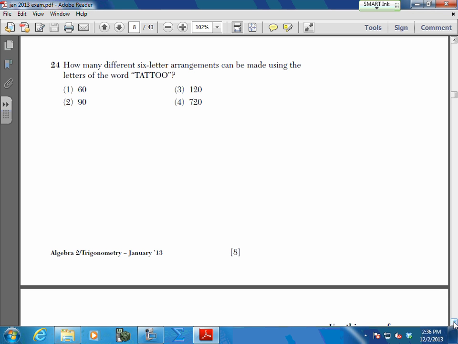Here's a probability one where something repeats. How many different 6-letter arrangements can be made using the letters from tattoo? There are a total of 6 letters. If you did 6 factorial, or 6 times 5 times 4 times 3 times 2 times 1, you're a little off because changing a T, it would still be the same word.